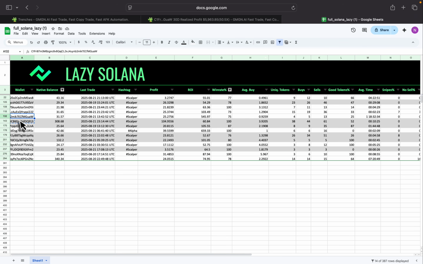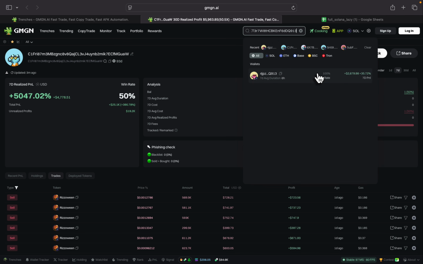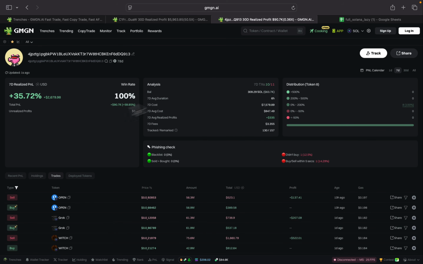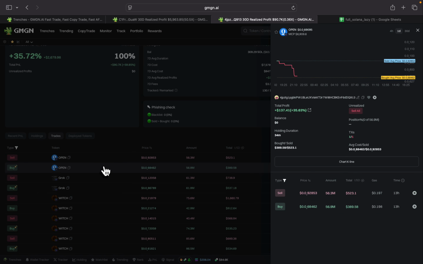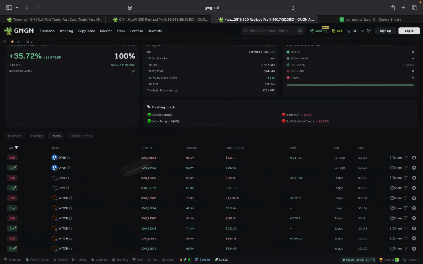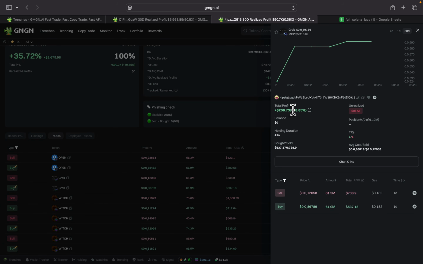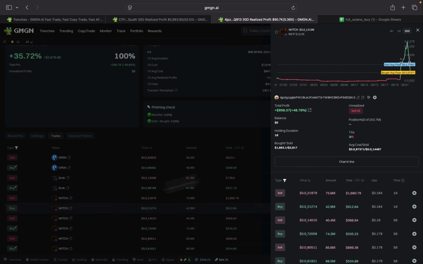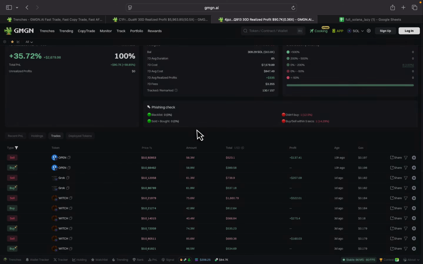Let's take a look at another wallet in here. Let's copy it, paste it in here. And as you can see, the win rate is high, 100%. The PNL is lower, but that's fine. He made 35%. He held it for 30 minutes, which is great. This one, he made the same percentage, but in 40 seconds. I don't like these quick trades. But look at this one, one day, 48%. This is a decent wallet.